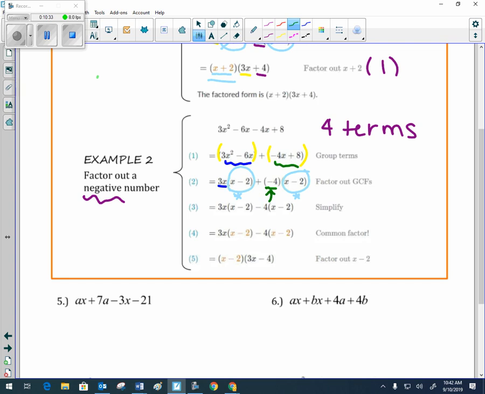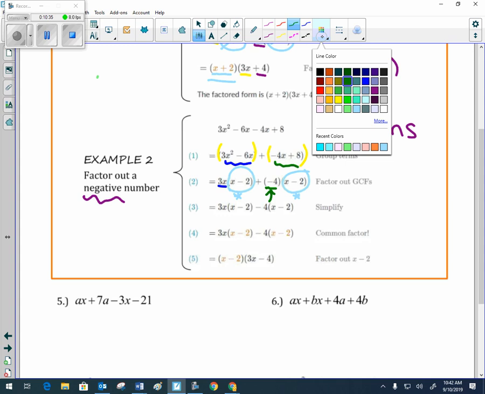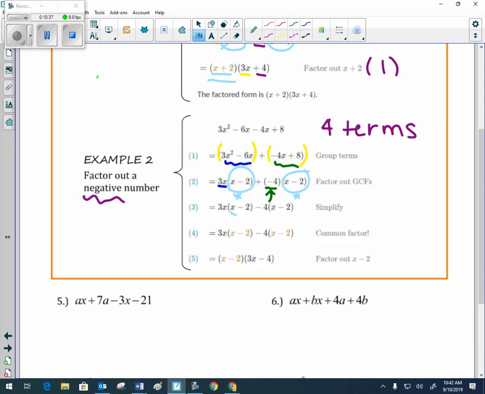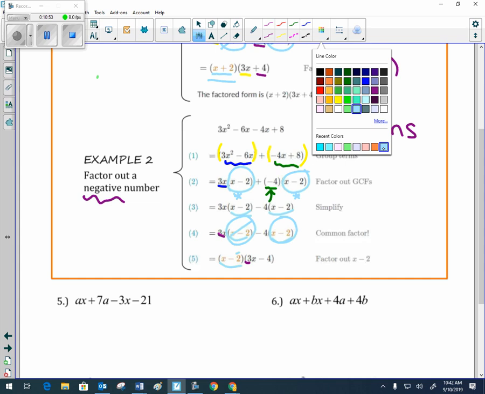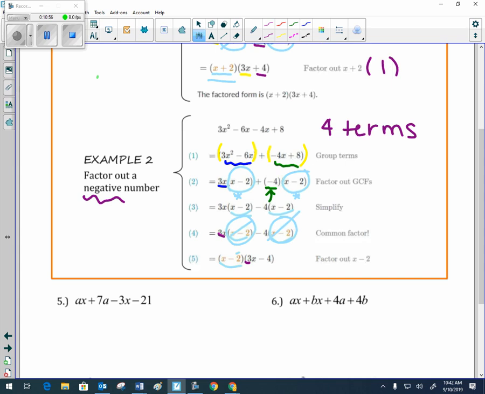And that's one of the things that has to happen when you go through and do this: you have to have a common term. You can say, oh, look, this term and this term both share an x minus 2. If I take it out and put it here, I'm left with a 3x. If I go back and take it out here, I'm left with a -4. And that automatically becomes its factored form.